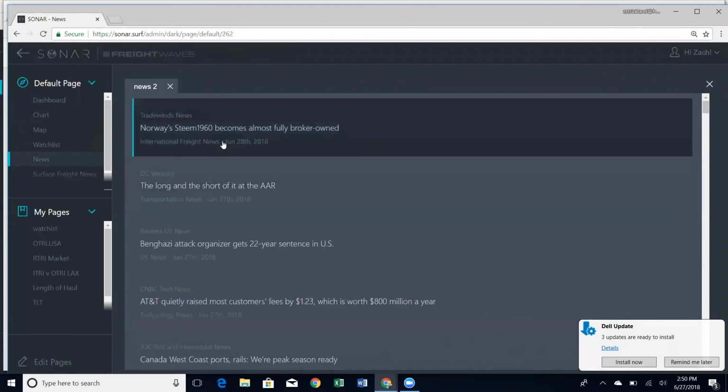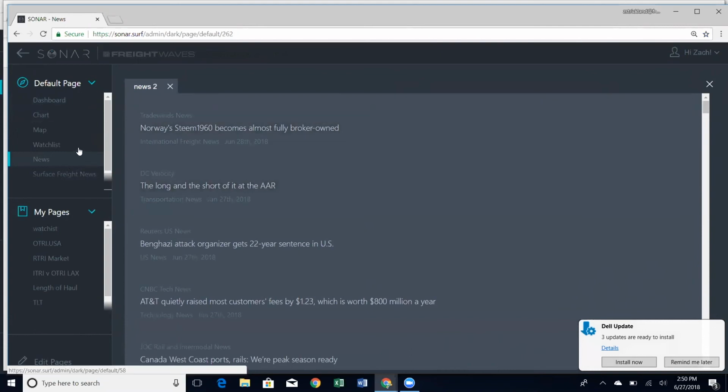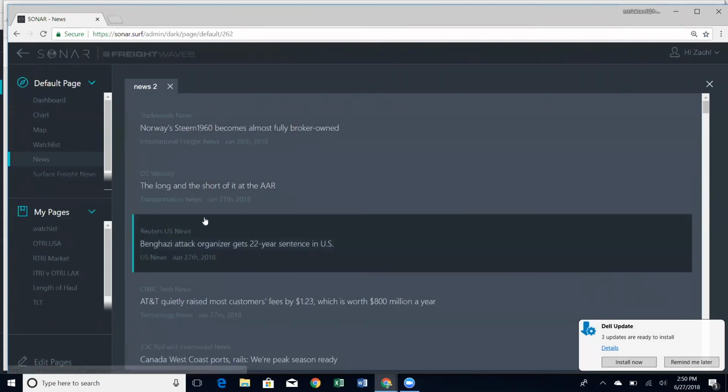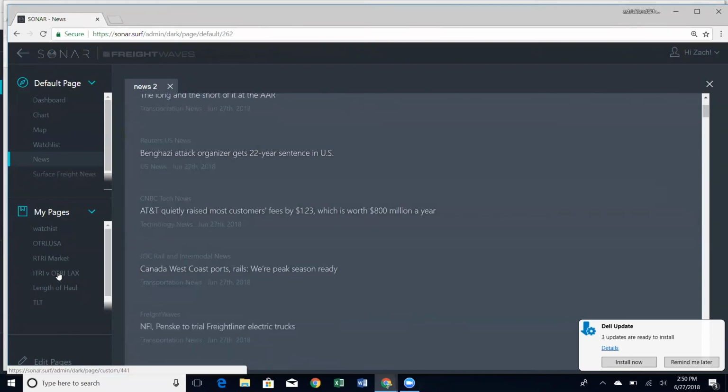So all of these views are completely customizable, whether it be, again, our watch list, map, or charts, or news sections. So when we want to go in and create our own page or our own customized charts or what you may have, we want to go in this bottom left-hand section to edit pages. And you'll see that pop-up screen.